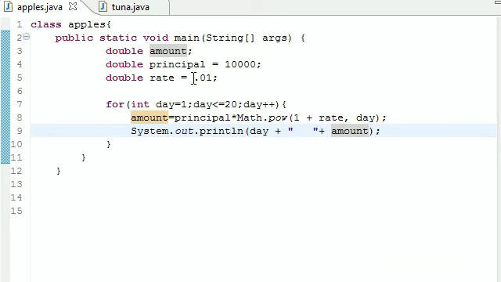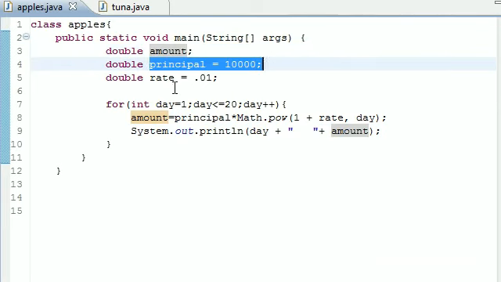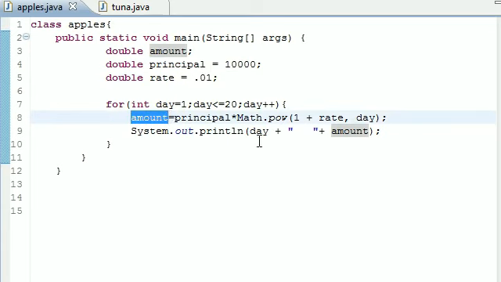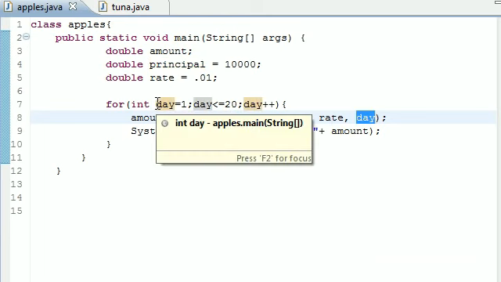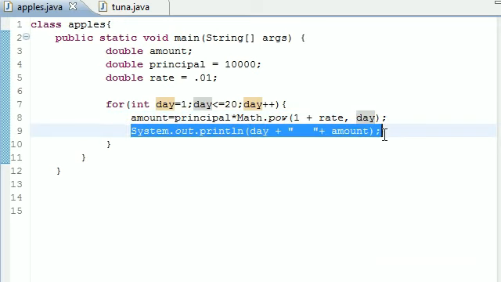We needed three variables because that's how many variables are in this formula. You need to figure out the amount, which we don't know yet, but we do know the principal, which is the starting point, and the rate. We want to set the amount, which we don't know yet. It equals the principal times 1 plus the rate, which is 0.01, to the day. And this is where the for loop comes in handy, because this goes 1, 2, 3, 4 all the way to 20. And next, we just outputted it on the screen.